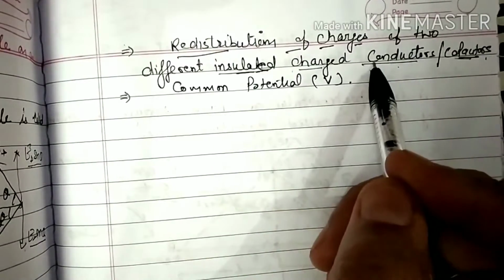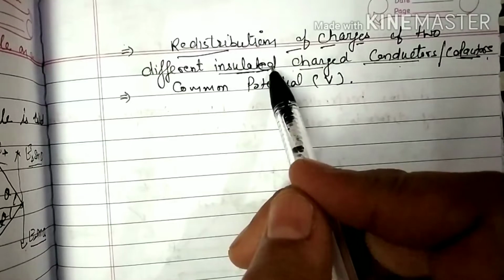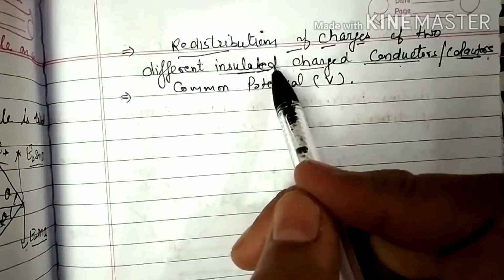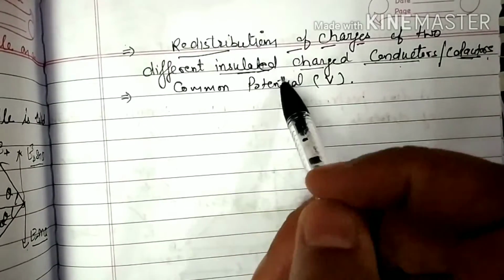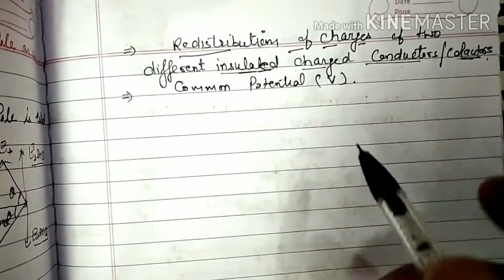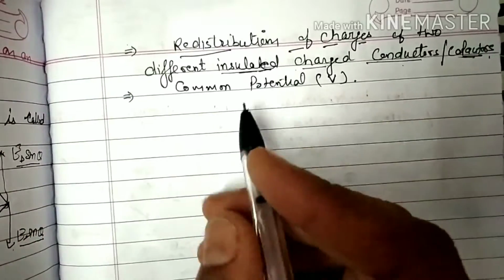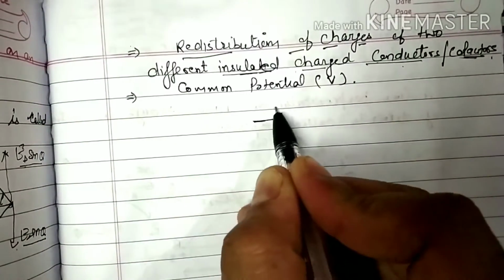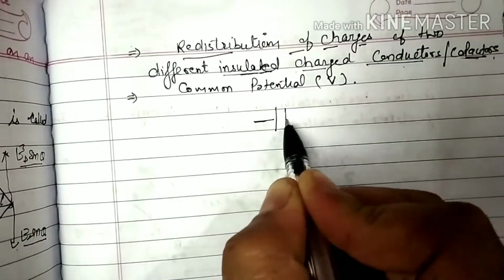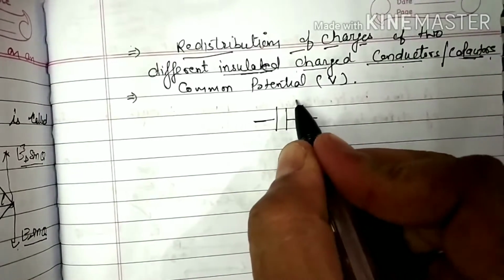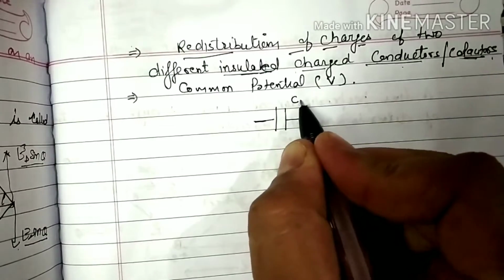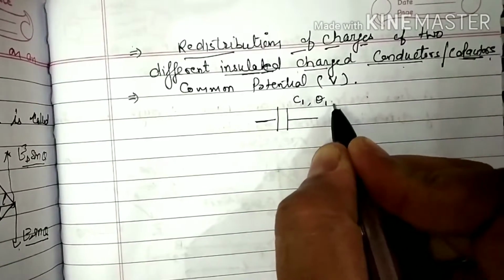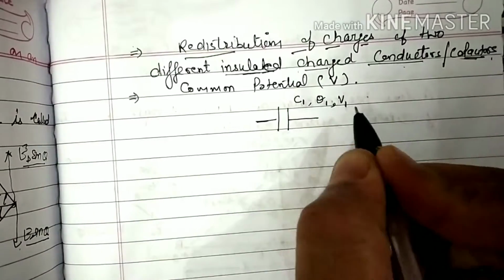Insulated charged conductors mean two capacitors are charged fully and kept isolated from each other. Then they are connected with connecting wires. Now suppose we have two capacitors. This is our first capacitor, let its capacitance be C1, charge Q1 and potential V1.